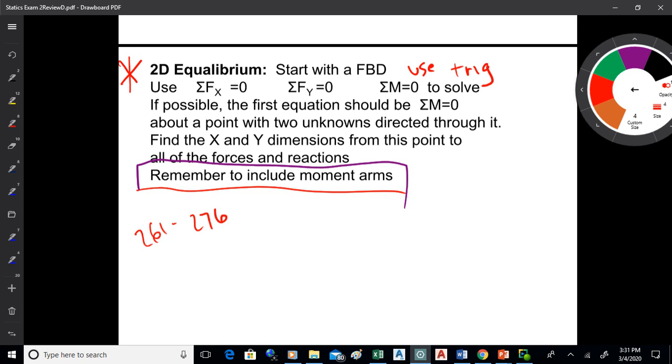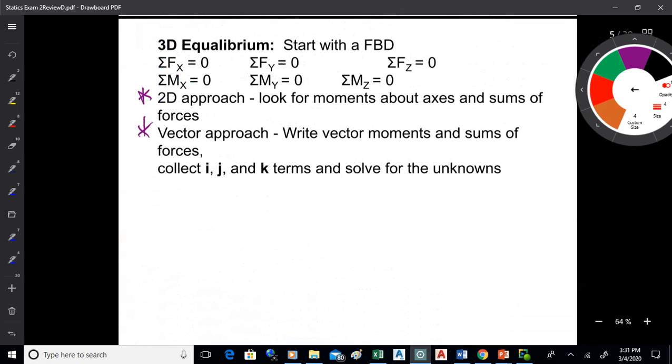All right, and then the 3D equilibrium, we only did one of them. I think it was 281, is that right? Something like that. There's only one problem that we did, where you look down and choose which axis to look down. Yeah, right, that was looking down the axes. You could have done it vector style too. 281, is that right? Yeah. Okay, 281.